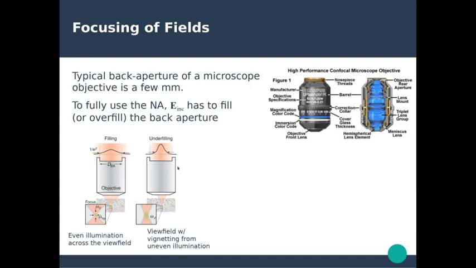What's the importance of that? Well, if you're actually filling or overfilling the back aperture, you're going to obtain an even illumination across the field of view where you're actually trying to image the small objects. However, if you're underfilling, you're going to end up with an uneven illumination, and you're going to have artifacts that will actually deform your image. You're going to have vignetting and ellipticity that will actually show up.